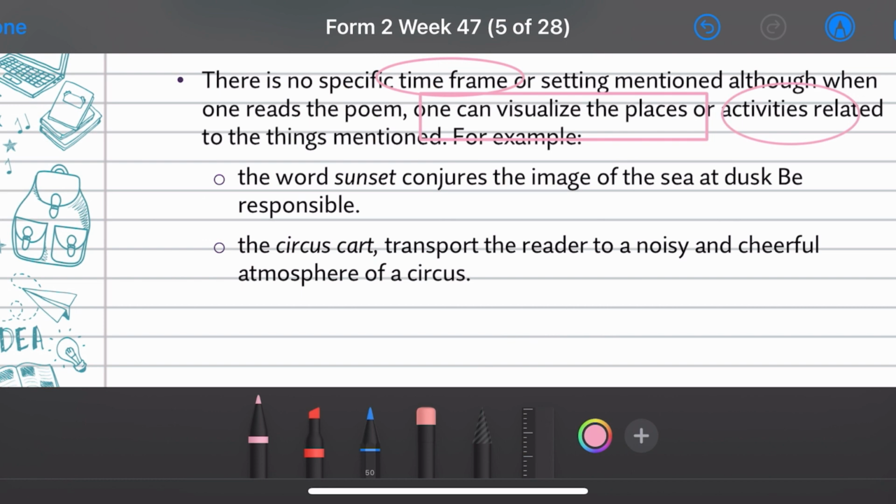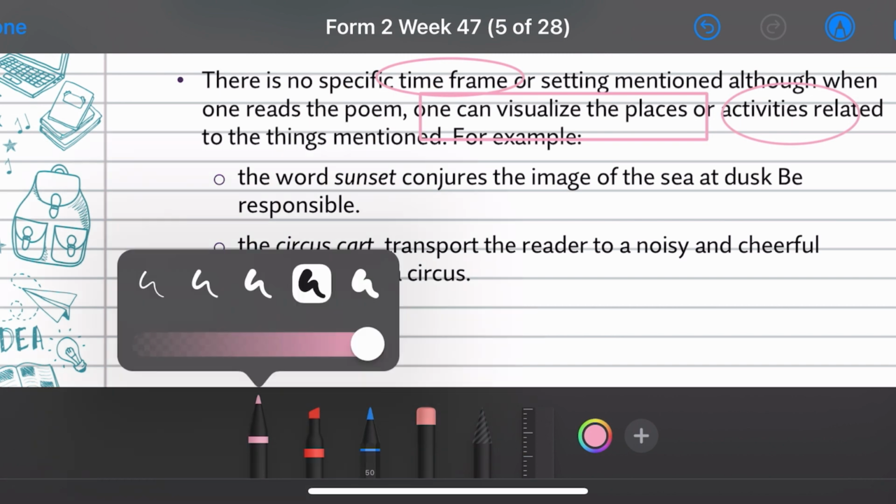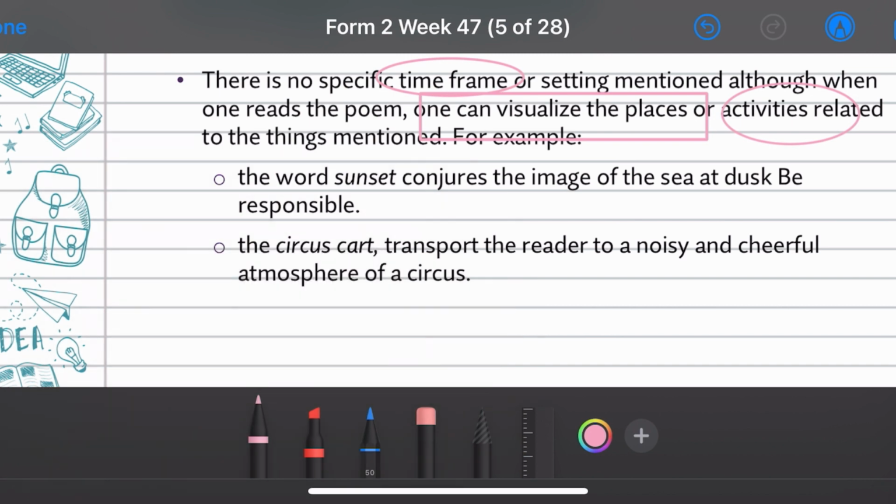Okay, I don't know what be responsible is doing there, but really it's not related. Please ignore this section, class, because it's not related. You're responsible. Nope. You don't have to be responsible at the beach, okay? You don't have to be responsible when you look at the sunset.